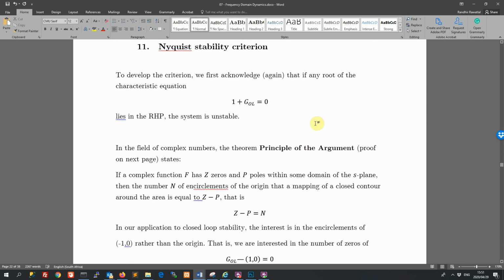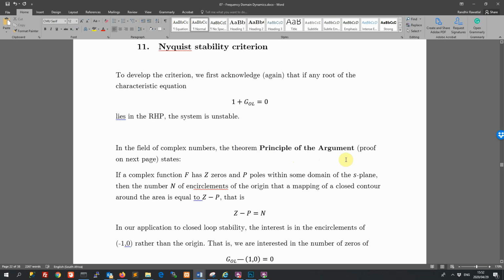But we haven't shown rigorously that this is the point that we need to consider when trying to decide that we have stability. And we gave some kind of weak arguments in that line. And now we are going to establish rigorously why this is the right criterion. So in complex theory, there is this principle of the argument theorem.